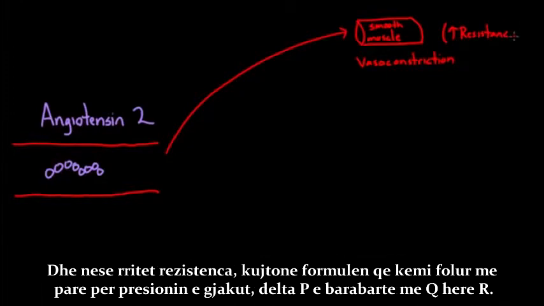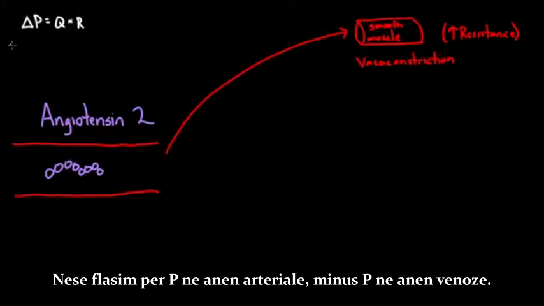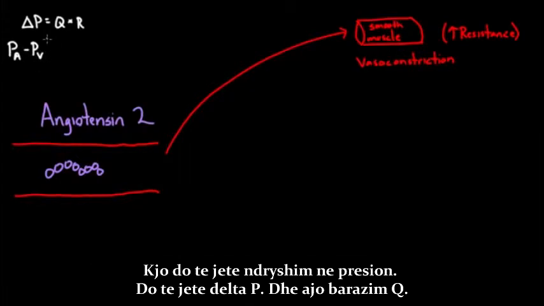tubes. And so if you're increasing resistance, try to keep in mind that formula that we talked about way back when for blood pressure, delta P equals Q times R. And now we're finally kind of seeing how this formula is useful. And so if we talk about P on the arterial side minus P on the venous side, that would be the change in pressure. That would be delta P.